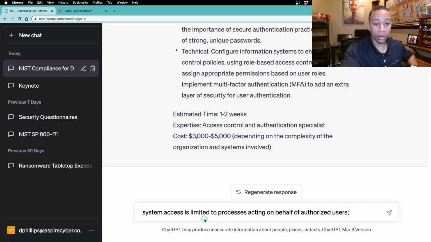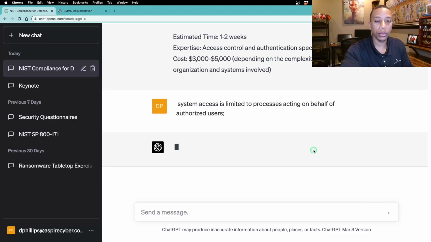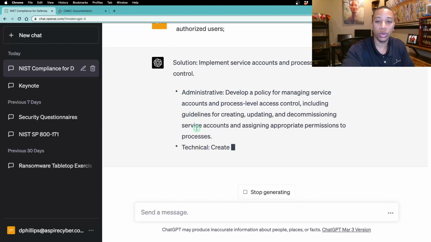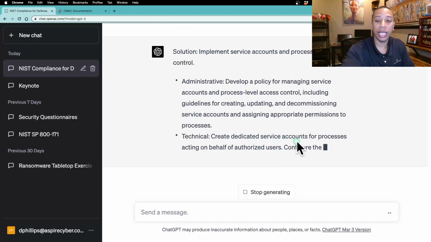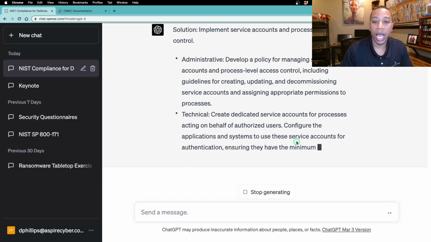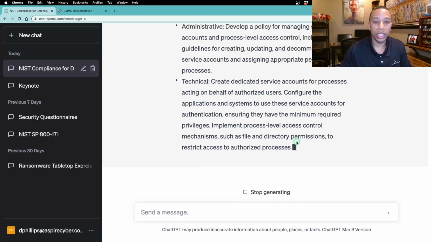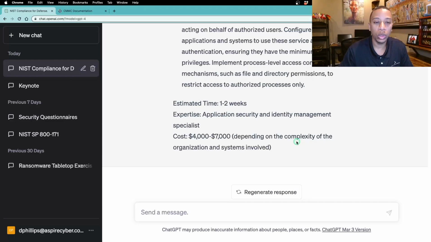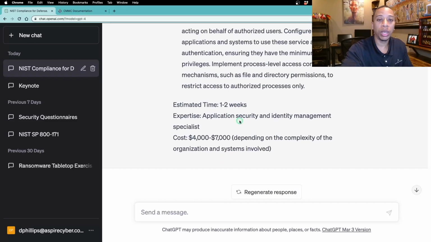The next assessment objective: system access is limited to processes acting on behalf of authorized users. Remember, any of those automated processes should only be acting on behalf of authorized users that are identified for each process. So we need to have service accounts and process level access control. And then we need dedicated service accounts acting on behalf of authorized users. In an organization, you don't want a service account that's not acting on behalf of an authorized user. In that case, you're not able to track who is authorizing that process. To satisfy this practice, you need to be able to track that.